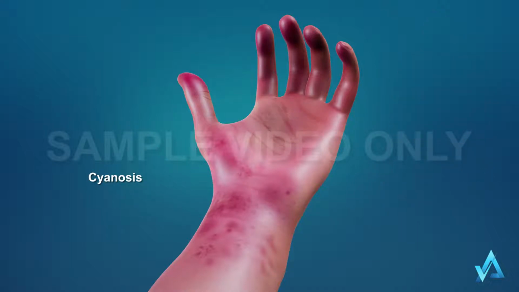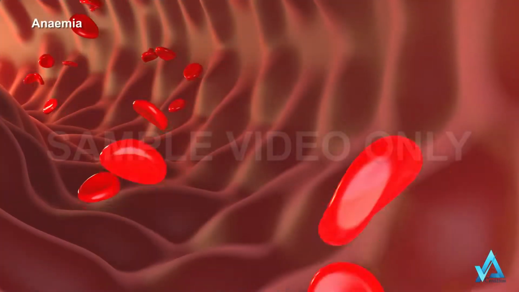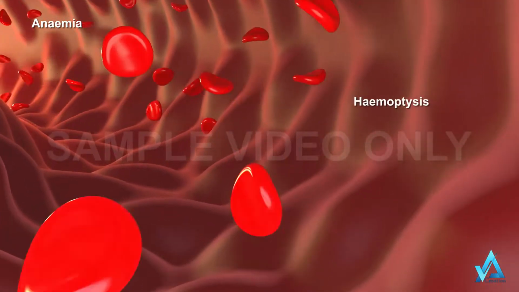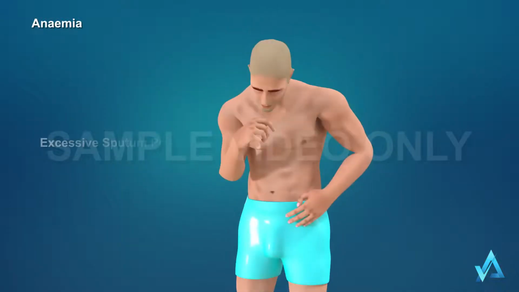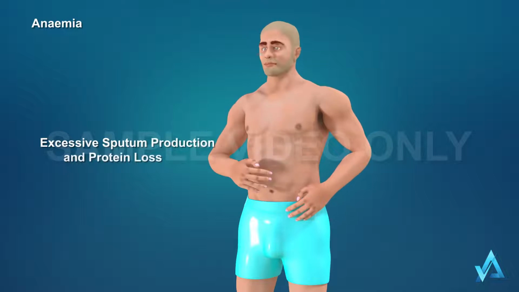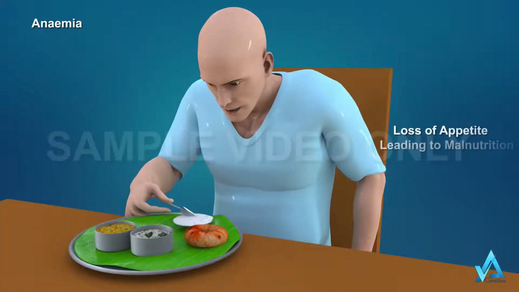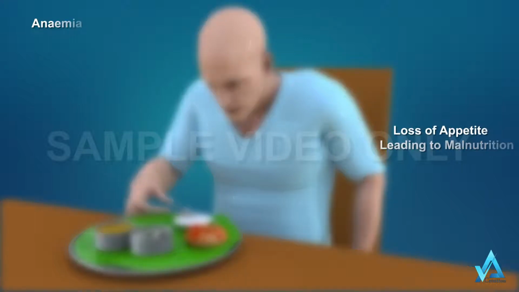In acute respiratory disease, lesser area of involvement can result in cyanosis, as occurs in lobar pneumonia. Anemia may occur when there is hemoptysis, excessive sputum production and protein loss, loss of appetite leading to malnutrition.